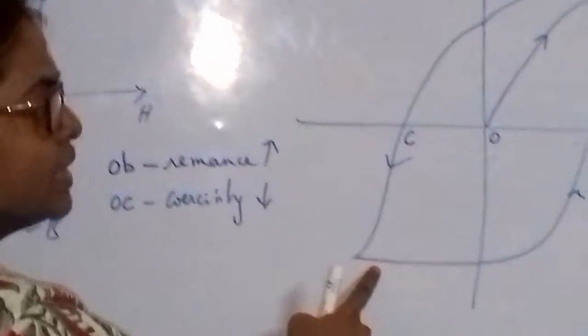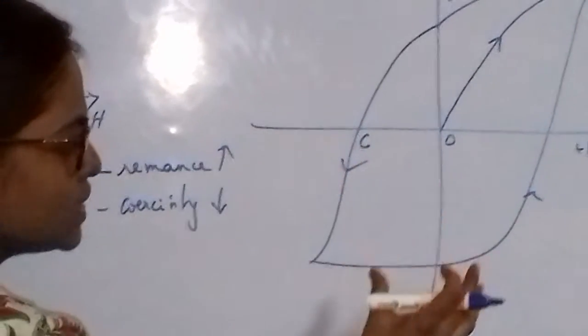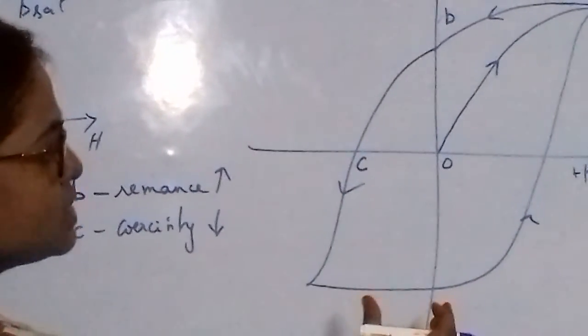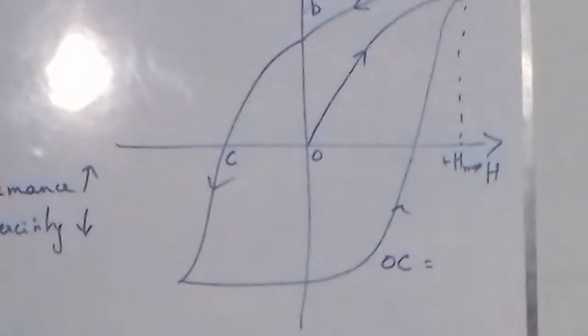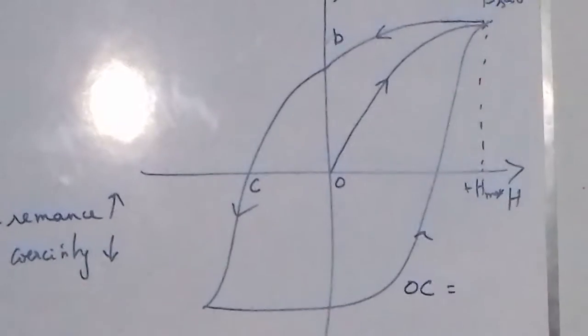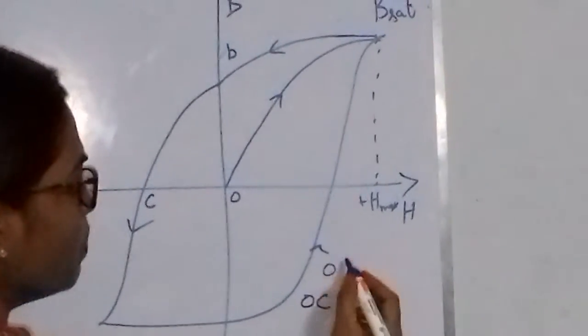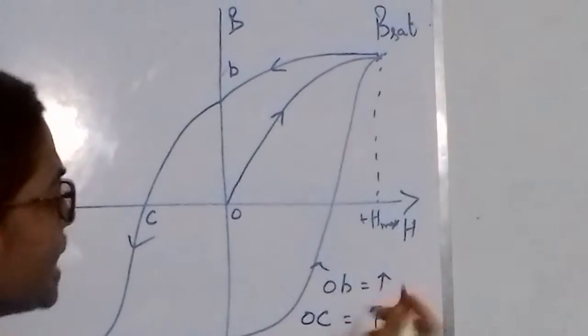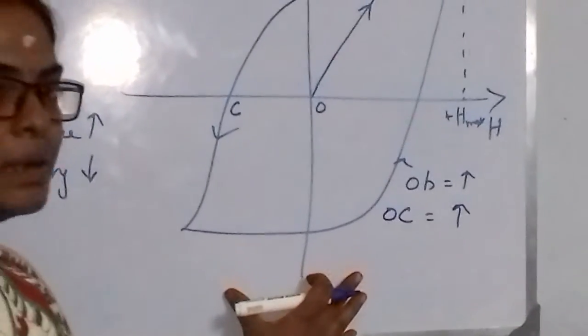This type of material has hysteresis behavior like this, where OC, the field required to pull back all the residual magnetization, is very high. So coercivity is high. OB is also high, but not as high as in soft magnets. So this type of material is called hard magnets.